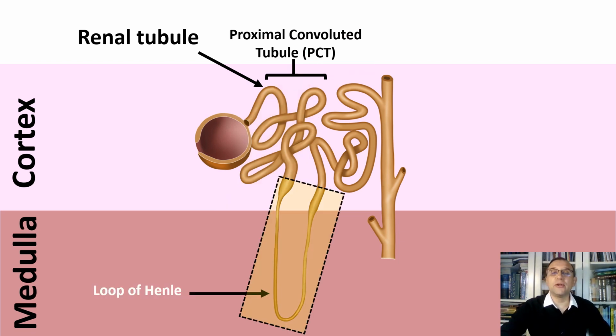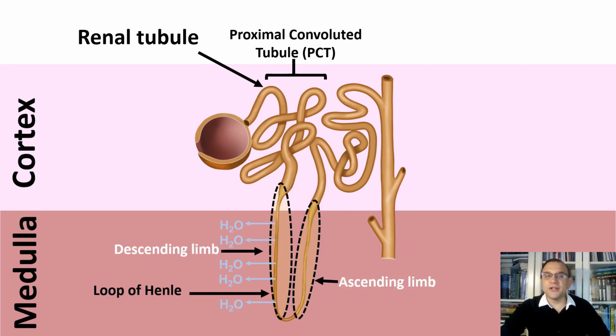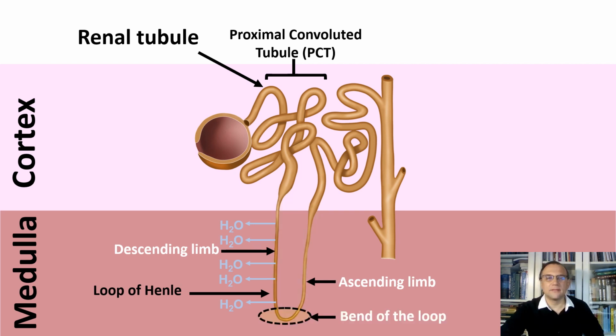The renal tubule descends into the medulla, forming a hairpin-shaped loop called the loop of Henle. The loop of Henle has two limbs, the descending and ascending limb. The descending limb is highly permeable to water, and ascending limb is not that permeable to water. Filtrate reaches its highest concentration at the bend of the loop.